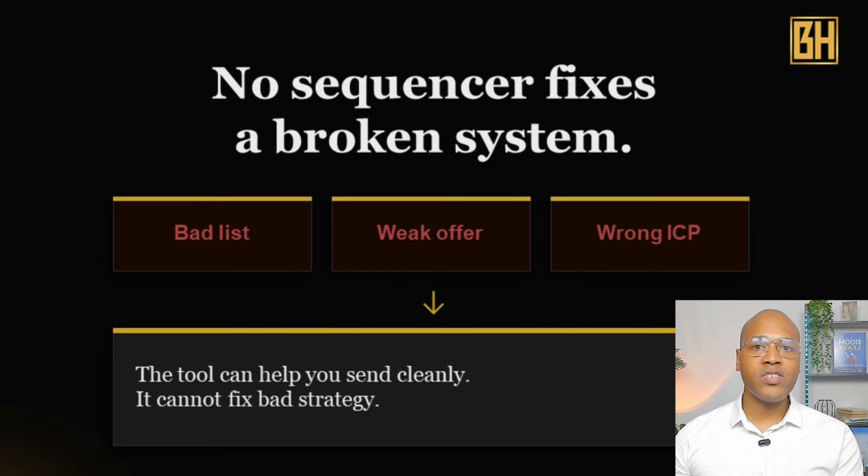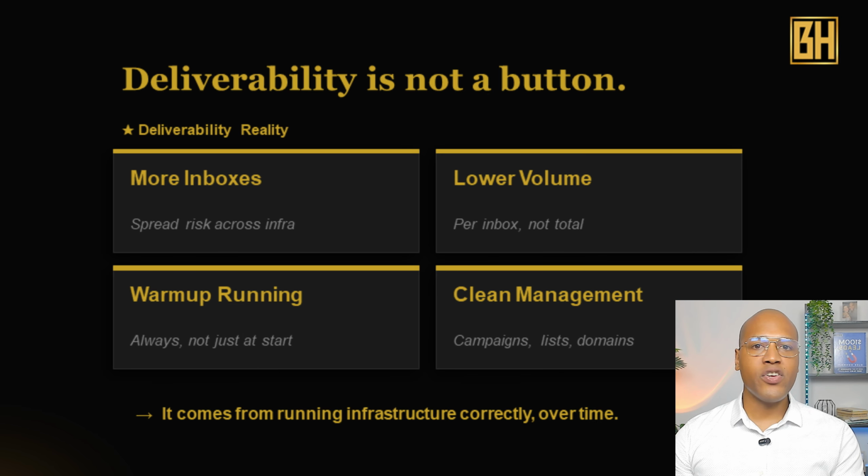And one more thing before we move on. No sequencer fixes a broken system: bad list, weak offer, wrong ICP. The tool doesn't touch any of that. It just helps you send cleanly. Keep that straight. Deliverability isn't a feature you turn on. It's the output of running the infrastructure correctly, consistently over time. When volume gets pushed through few inboxes, there is no warning light. You don't get an alert. You just start landing in spam. The fix isn't complicated. More inboxes, lower send volume per inbox, warm-up running, campaigns managed cleanly.